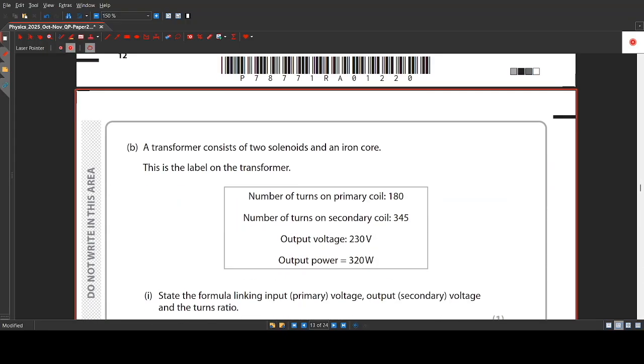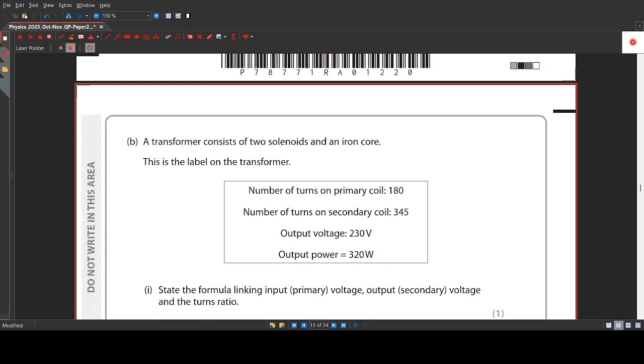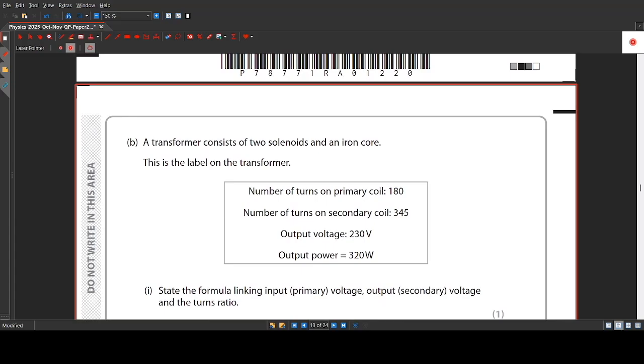Okay. A transformer consists of two solenoids and an iron core. This is the label on the transformer. The number of turns in the primary coil is 180, the number of turns in the secondary coil is 345, the output voltage is 230 volts, and the output power is 320 watts.